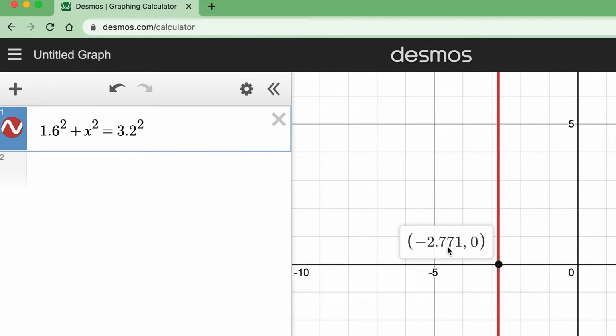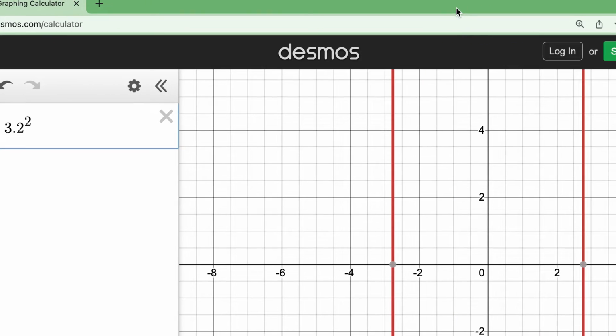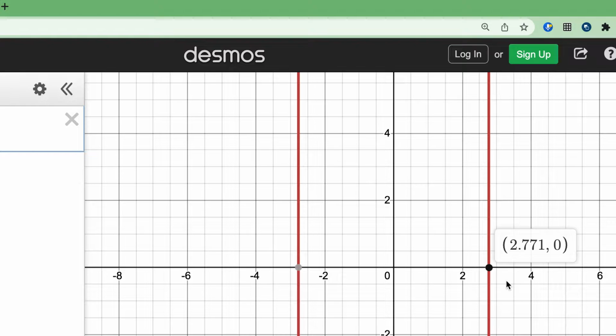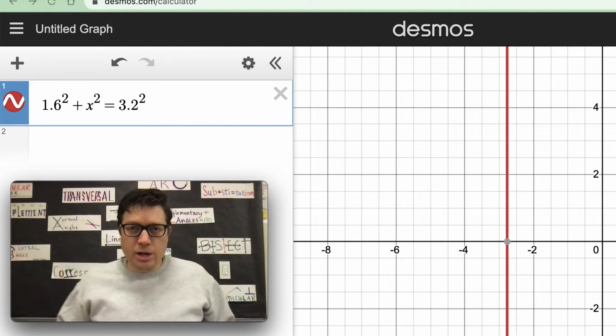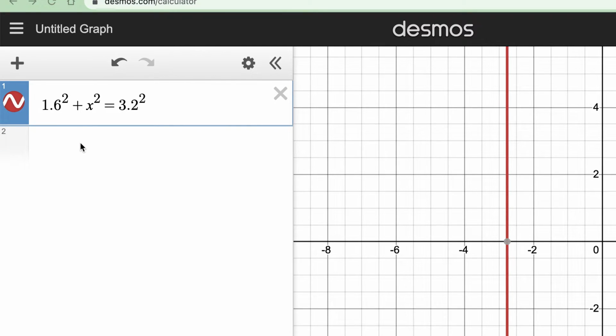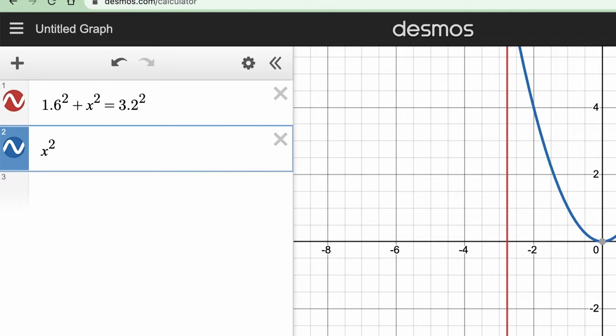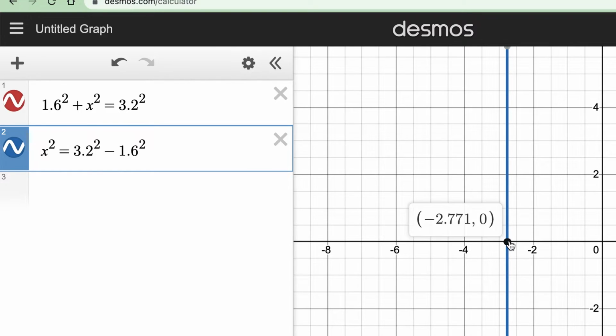When you look at the graph, it's going to tell you what the answers are. So over here we have a negative 2.7. Also on the graph, kind of sliding the window over, we have a positive 2.7. And so it's important for us to recognize 2.7, maybe 2.8 if you round, is the actual solution. I'll show you what we need to do for the geometry here in a minute. For example, I know that I could subtract 1.6 squared from both sides. That would give me x squared equals 3.2 squared minus 1.6 squared. I still wind up with the same result over here because these are the same equations.